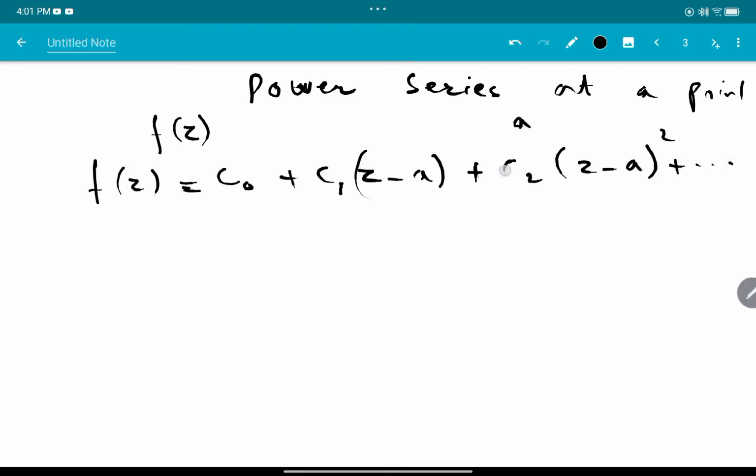Now, with these things, we can write the same in a concise way, as summation n is equal to 0 to infinity.